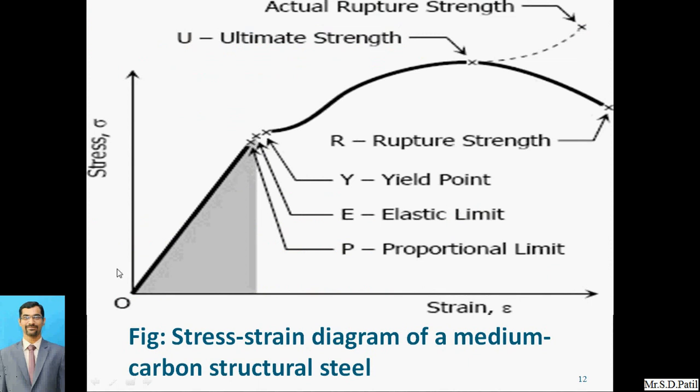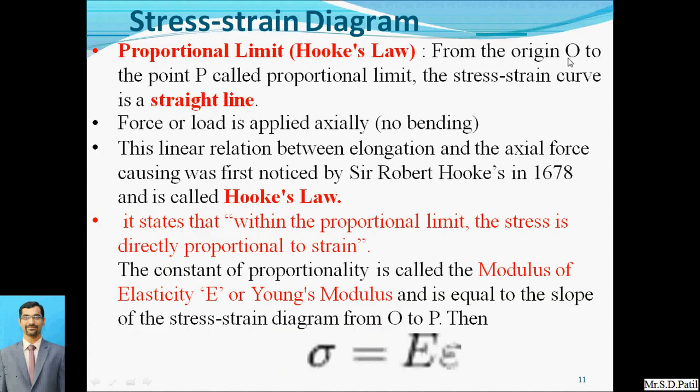Here we can see the proportional limit. Up to this particular point, it indicates the proportional limit. In this case, the stress is directly proportional to the strain. Here we can see the stress increases along with the strain, so it is directly proportional. From the origin point O to the point P, it is called the proportional limit. The stress strain curve is a straight line, as we can see here.